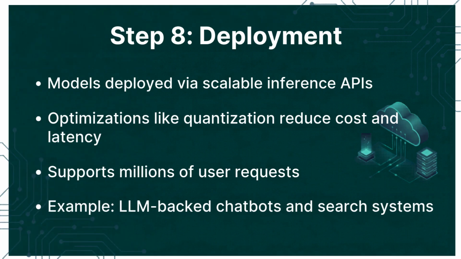The final step in building a large language model is deployment. Once the model passes all safety and quality checks, it's ready to go live. It's hosted on scalable infrastructure and made accessible through APIs, powering apps, websites, copilots, and chat interfaces. To make it efficient, techniques like quantization are applied to reduce cost and improve response speed. And this is the moment everything comes together, when the model moves from development into the real world, ready to be used by millions of people.